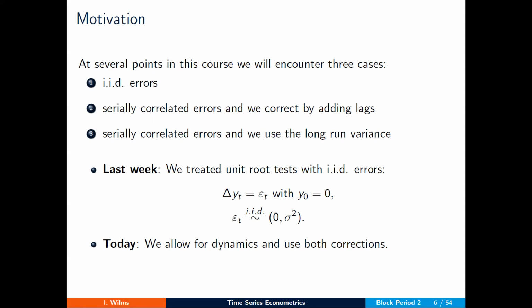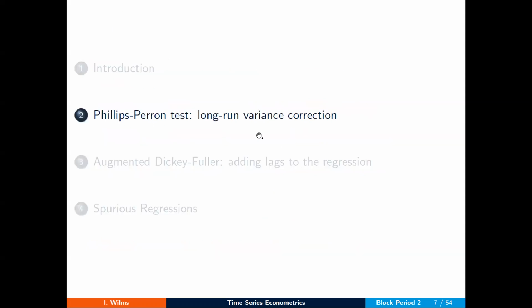And just like a couple of weeks back, we know that we can deal with serial correlation in the errors, either by correcting for the long run variance, which will give us the so-called Phillips-Perron unit root test, or by including lags in our model, which will give us the augmented Dickey-Fuller test. So let's start with the Phillips-Perron test.